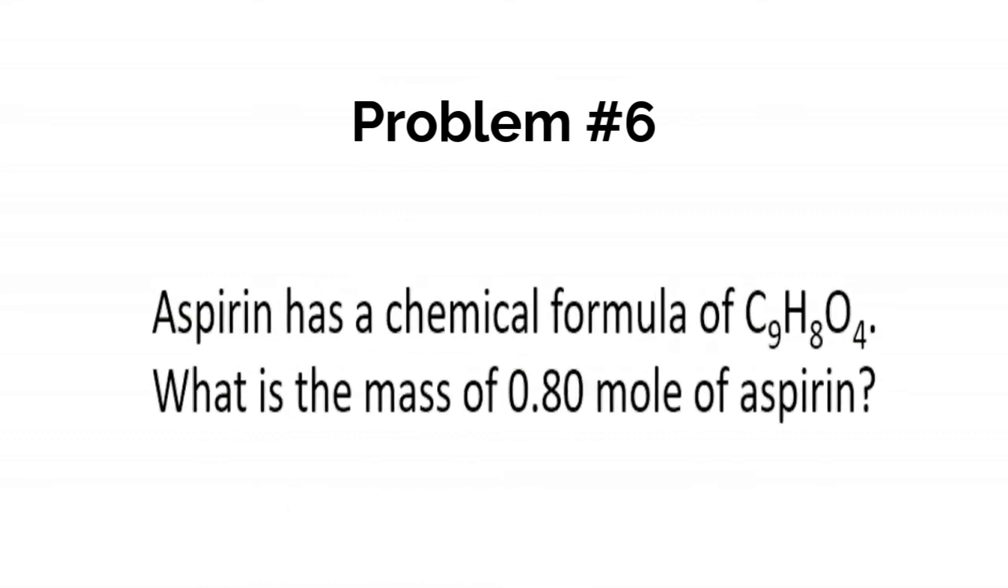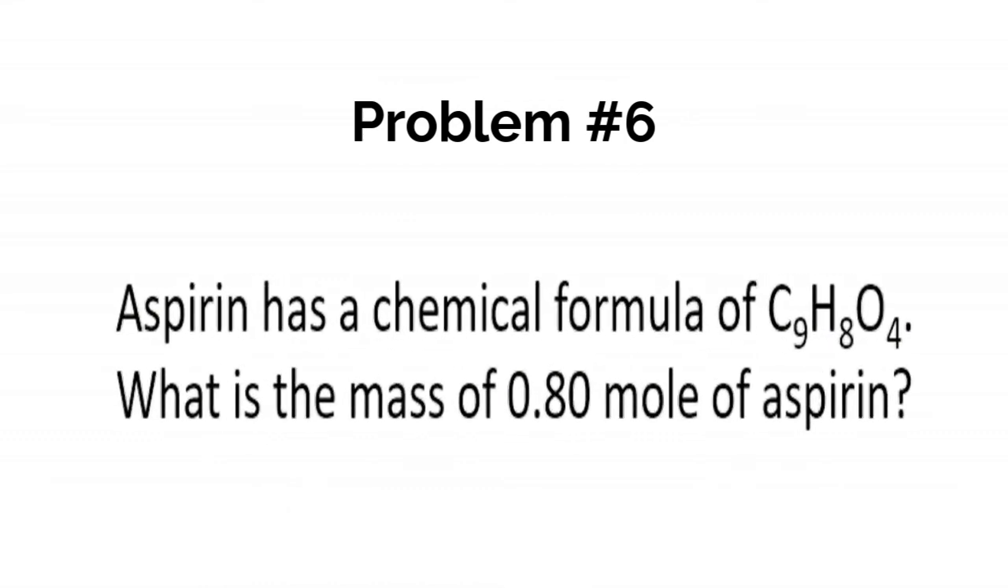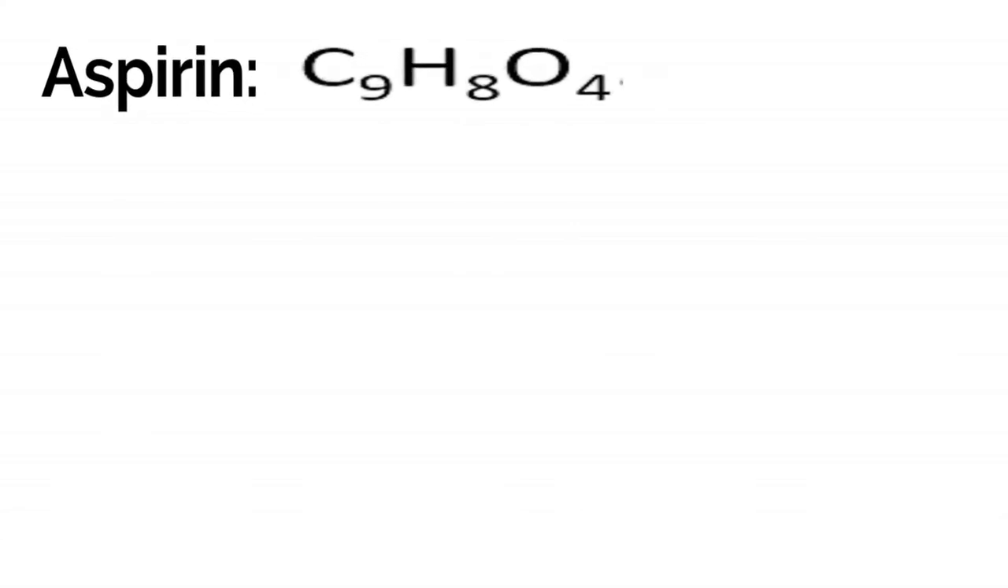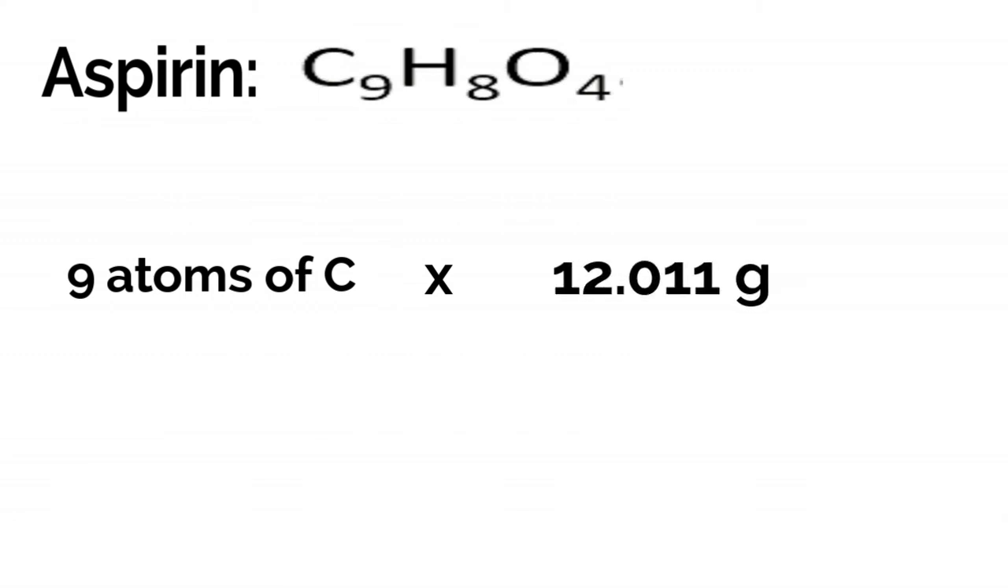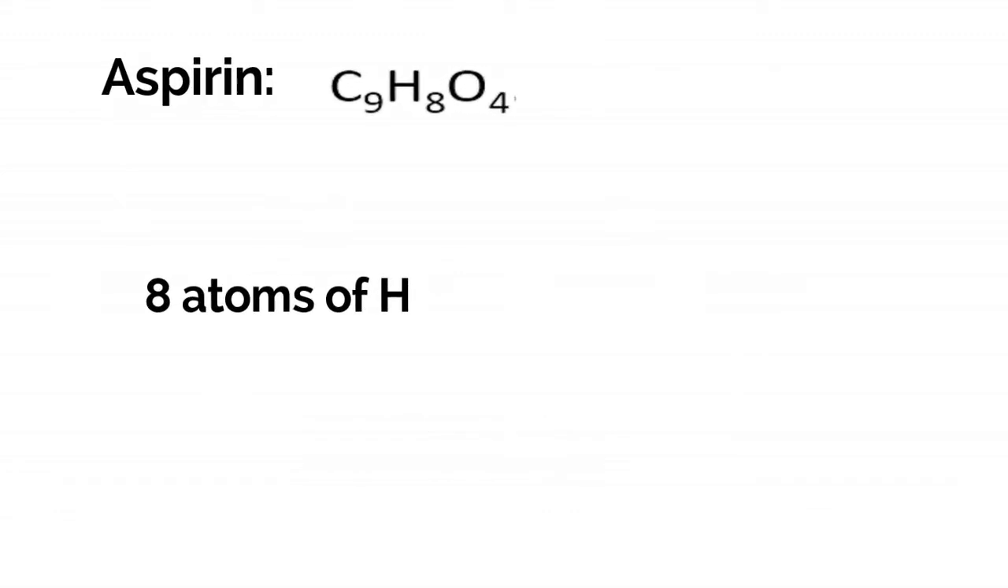Sample problem number 6. Aspirin has a chemical formula of C9H8O4. What is the mass of 0.80 mole of aspirin? Before we solve this problem, let us get the total mass of aspirin first. So, there are 9 atoms of carbon. We multiply these 9 atoms by the atomic mass of carbon, which is 12.011 grams, and the product is equal to 108.099 grams. There are 8 atoms of hydrogen.